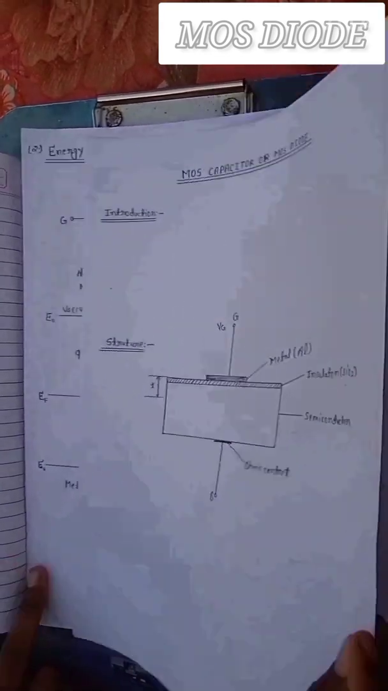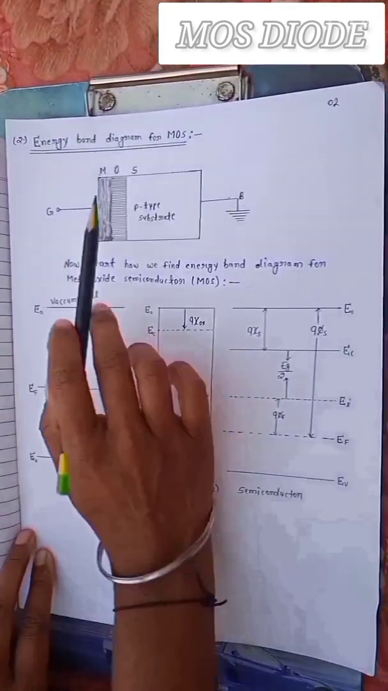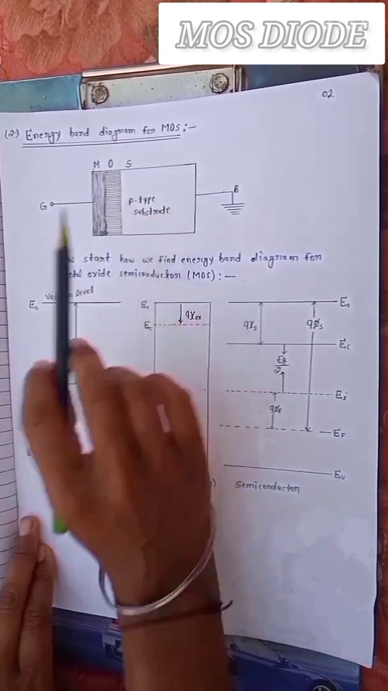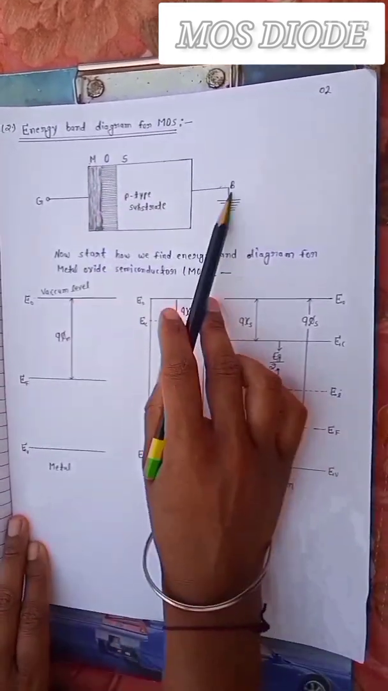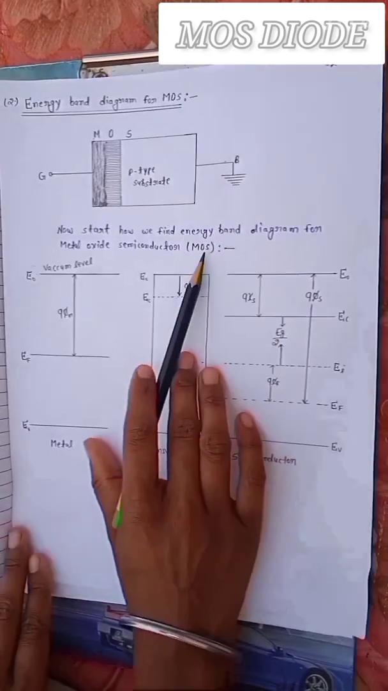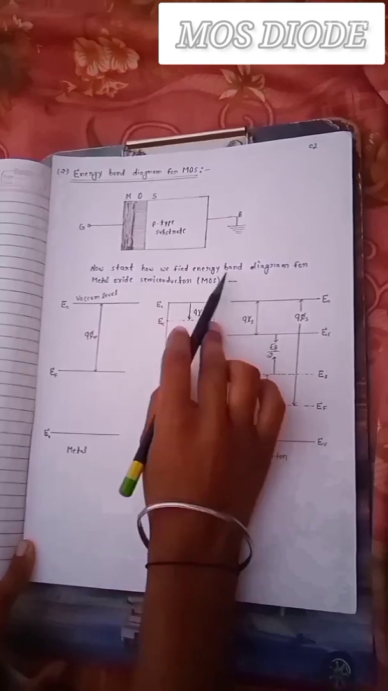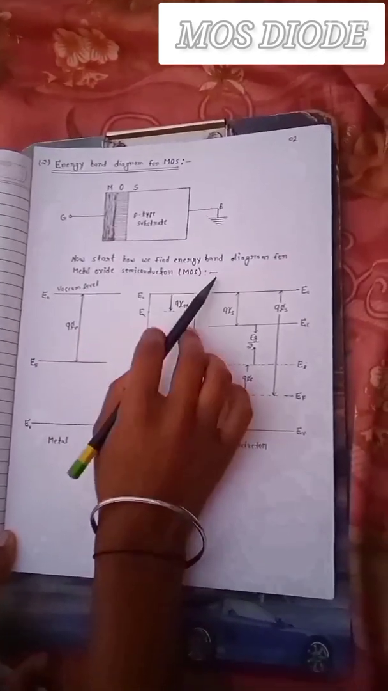Second, the energy band diagram for MOS. This part is metal, this part is oxide, and this part is semiconductor. G is referred to as the gate and B is the body or bulk contact. And there is a p-type substrate. Now we start to find the energy band diagram for the metal oxide semiconductor MOS.